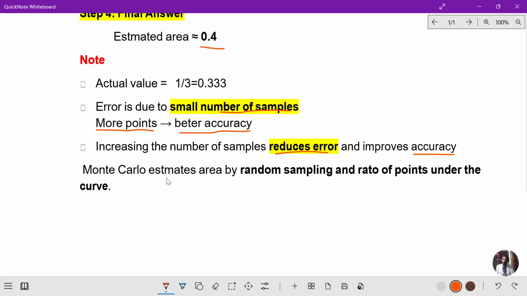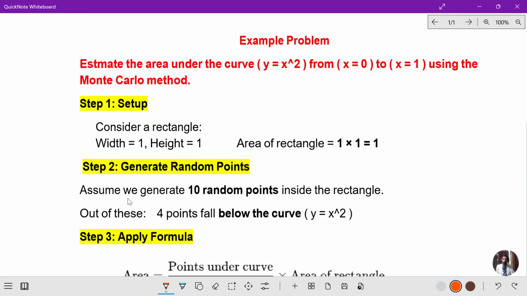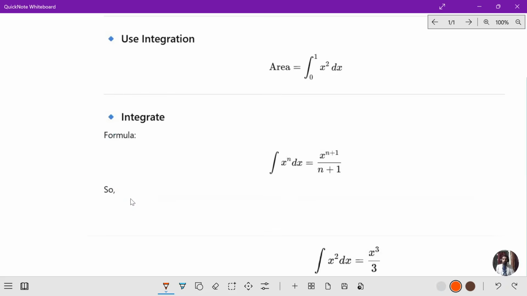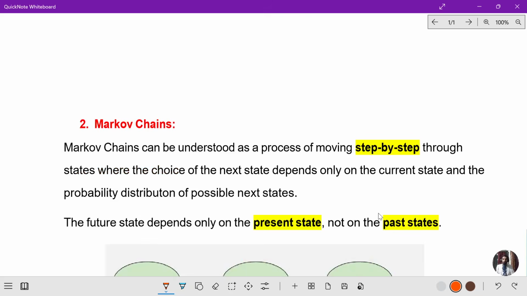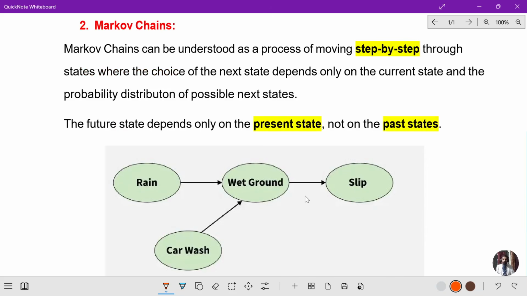So Monte Carlo estimates area using random sampling and the ratio of points under the curve. This is the example related to the Monte Carlo method. So this is the equation we have, this is equal to 0.33 but we received 0.4. Now let us go for the second concept.